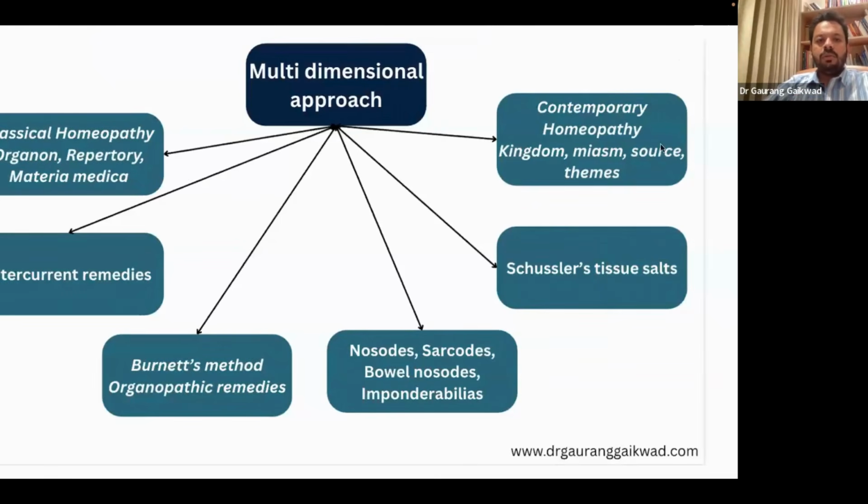The multidimensional approach that I'm talking about brings together so many different approaches, including the idea of classical homeopathy, the importance of organon, repertory, materia medica, the importance of nosodes, sarcodes, bowel nosodes, Burnett's methods, intercurrent remedies, even Schussler tissue salt repertory, and the contemporary homeopathic approach, including the idea of kingdom, miasm, source, themes, etc. So we'll talk about all of this as well.